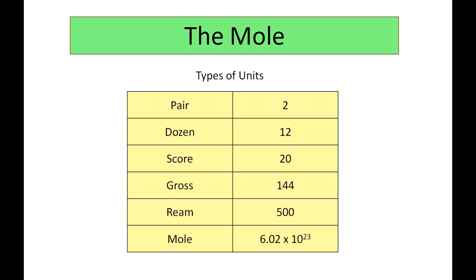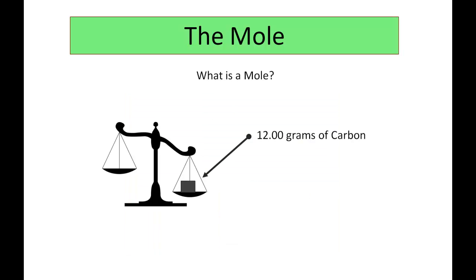In our case, it represents 6.02 times 10 to the 23rd. So how did they come up with the mole, and how do we use it? The person's last name that came up with the concept of the mole was Avogadro. So we refer to that number, 6.02 times 10 to the 23rd, as Avogadro's number.